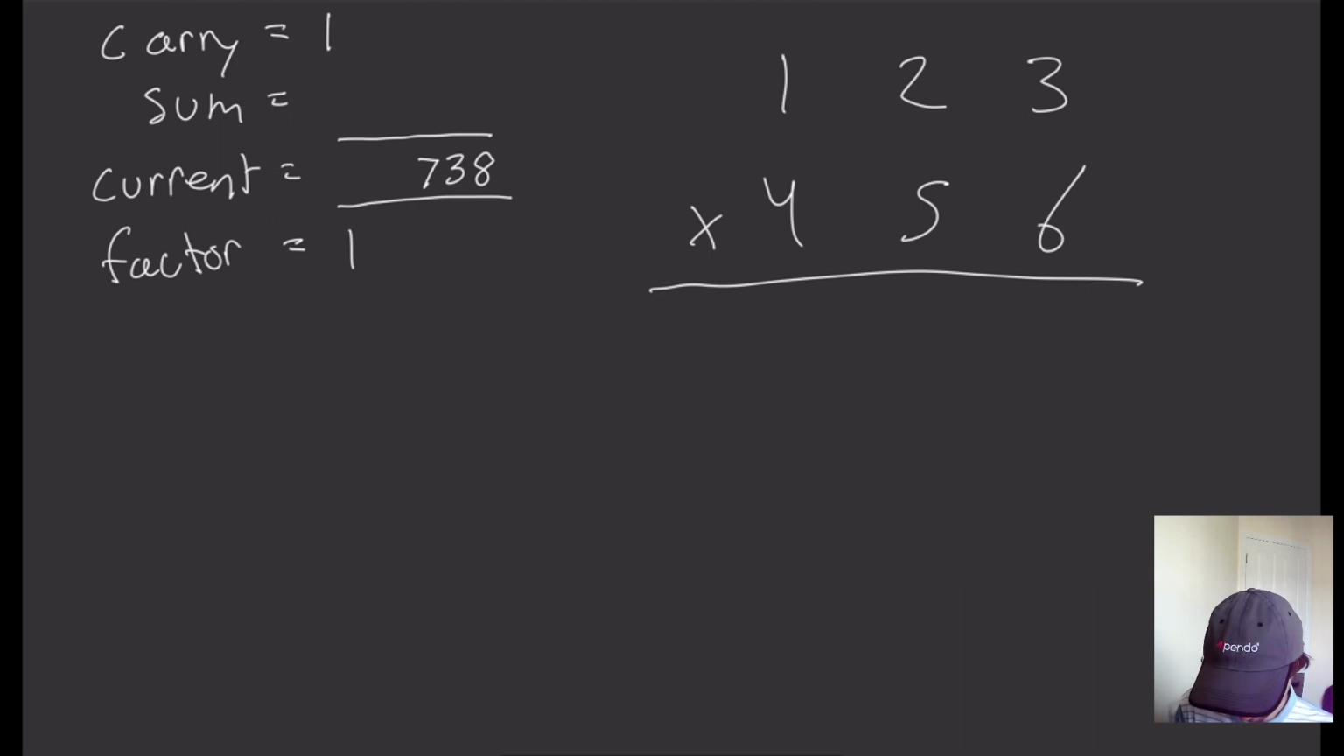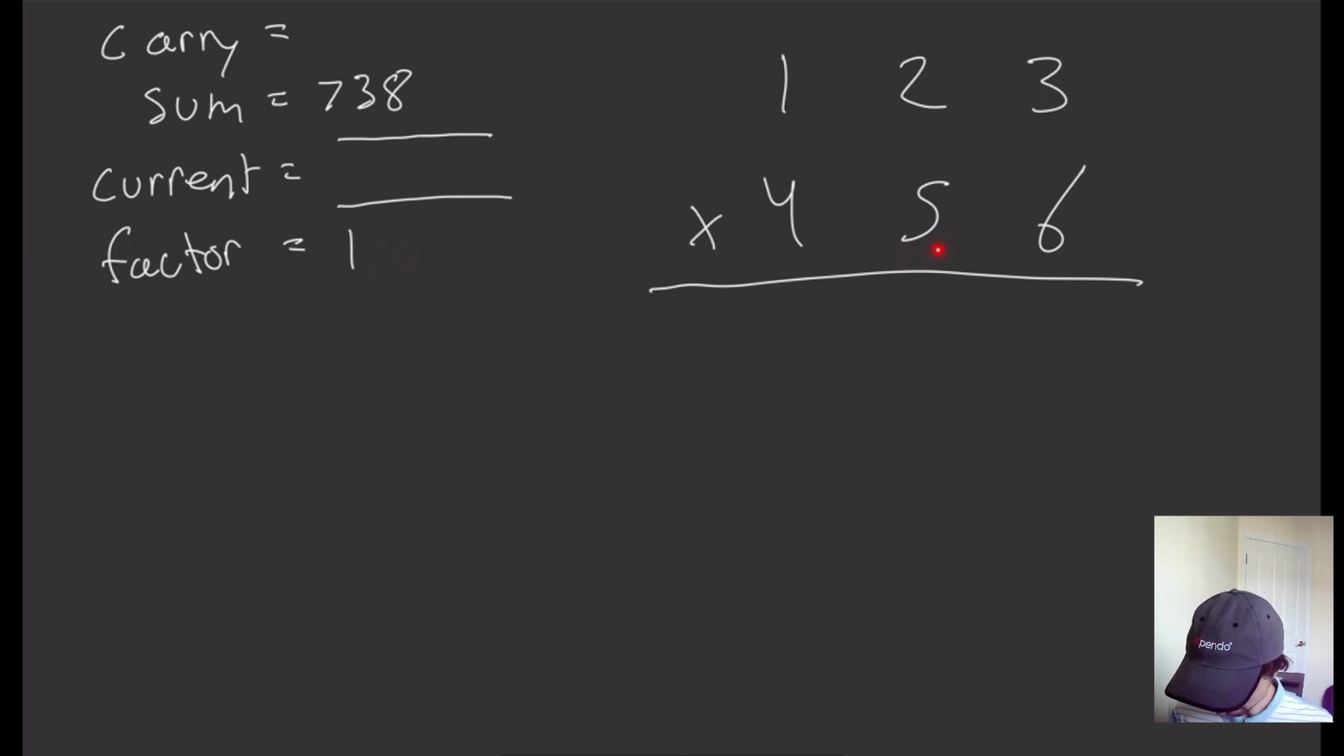So now we can clear the carry, we can clear current, and instead add that value to sum. And again, because the factor is currently 1, we don't need to do anything. We don't need to add any extra zeros. So we're finished with the first step. I guess I'll go ahead and do all 3 so we can see how it works the whole way through.